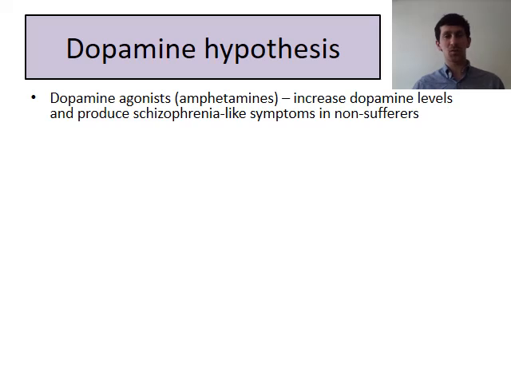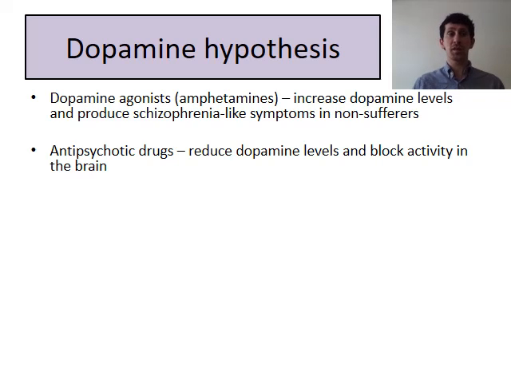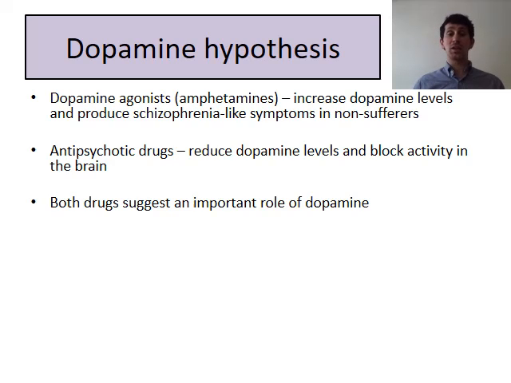The increase in dopamine levels is linked to these positive symptoms of schizophrenia. On the other hand, you've got antipsychotic drugs. People who are schizophrenic often take antipsychotic drugs, and what these drugs do is they reduce the dopamine levels in the brain, reduce the activity and block the activity of dopamine, and are very, very effective. So this clearly shows that both of these drugs are demonstrating the important role that dopamine plays in schizophrenia.